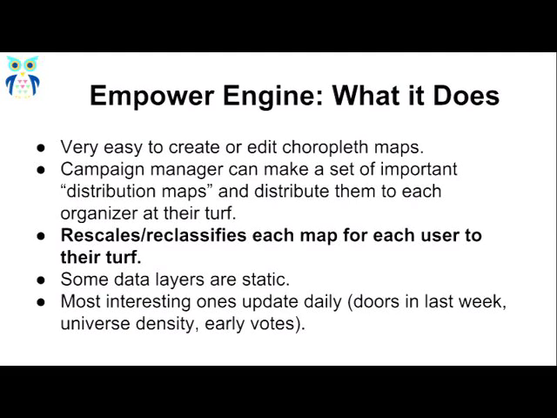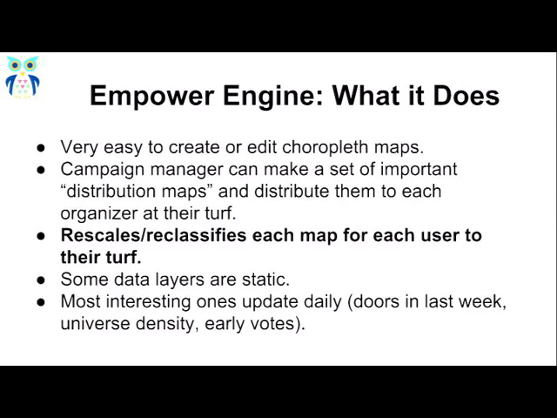So generally what Empower Engine does is it makes it very easy to create and edit choropleth maps. And generally any user can make maps, or most of our users can make maps, but the campaign manager generally makes a set of, quote, distribution maps that they think are important, and then they distribute those to all of their organizers, and the organizers get copies of those maps, but rescaled just to where they're working. It rescales and reclassifies the data for each person where they're working, and that's the key thing.